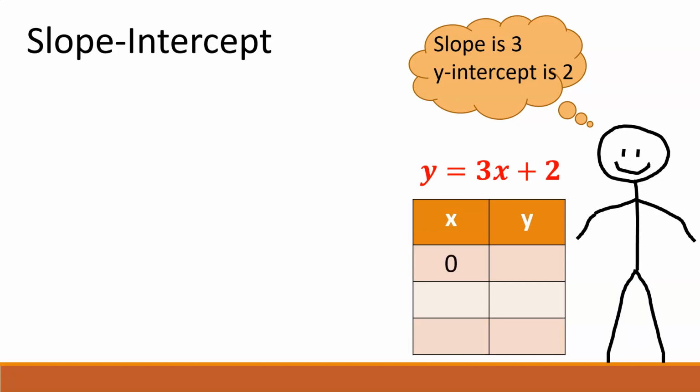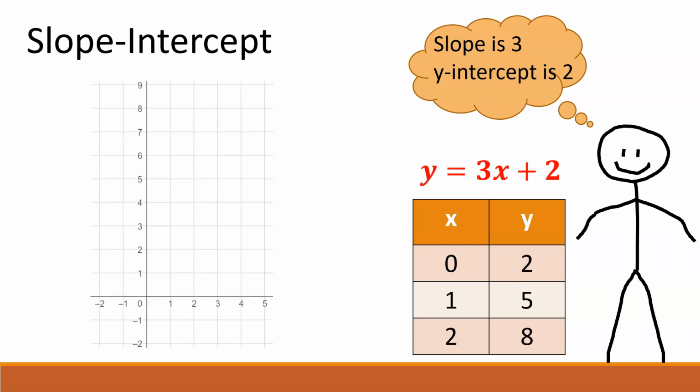If x is 0, 3 times 0 is 0, plus 2 is 2. If x is 1, 3 times 1 is 3, plus 2 is 5. And if x is 2, 3 times 2 is 6, plus 2 is 8. So we've got 3 points that are on my line. We'll go ahead and graph those points, and we'll see what my line looks like. So we have (0, 2), (1, 5), and (2, 8). This is my line. That's the graph of y equals 3x plus 2.